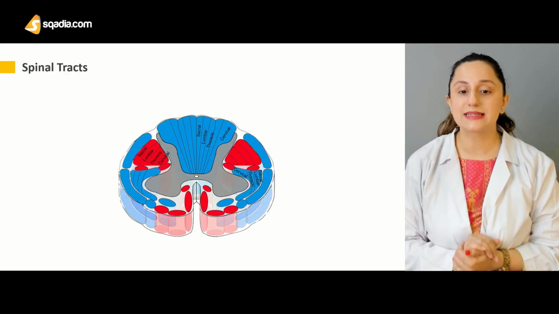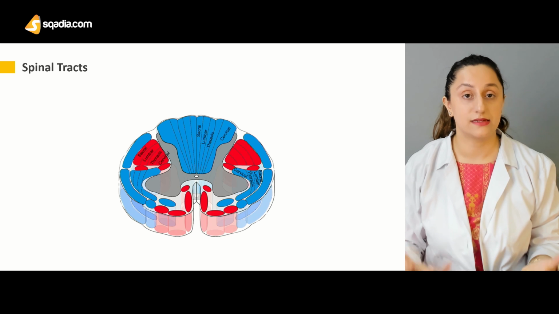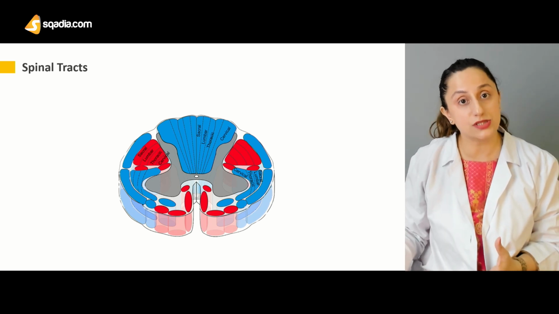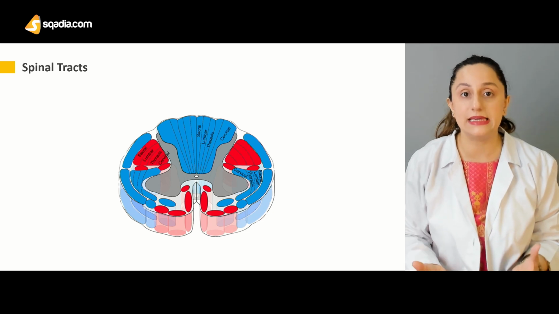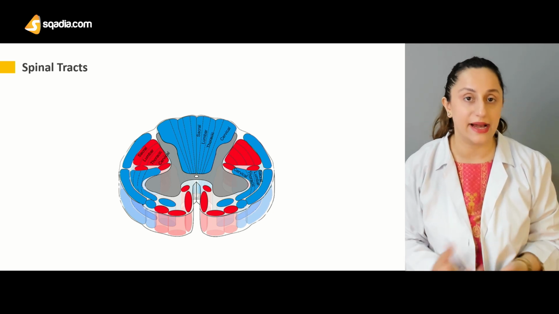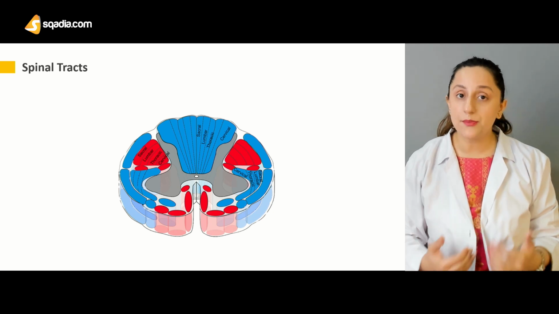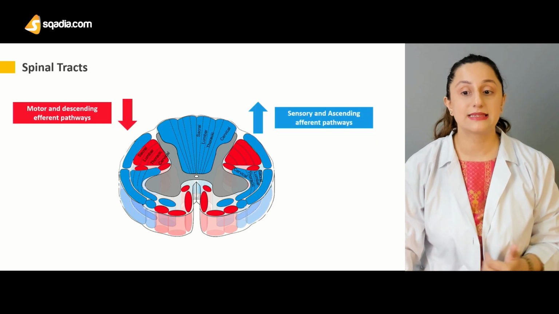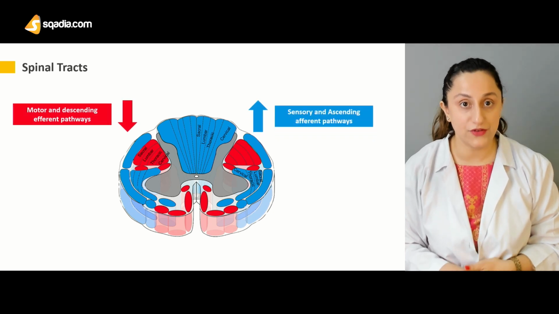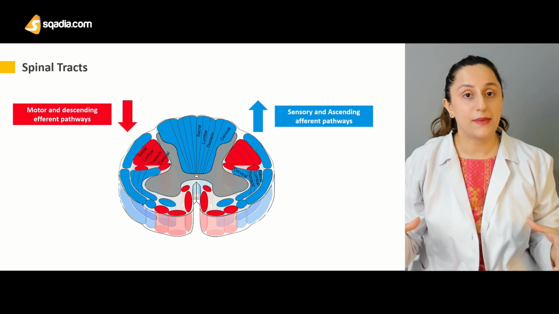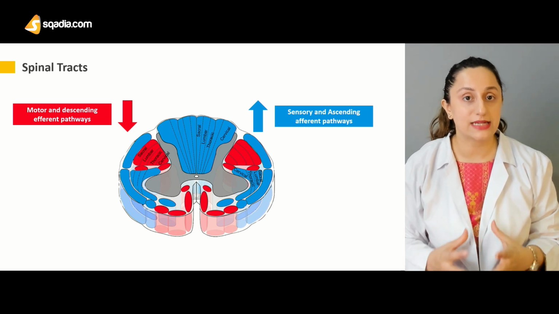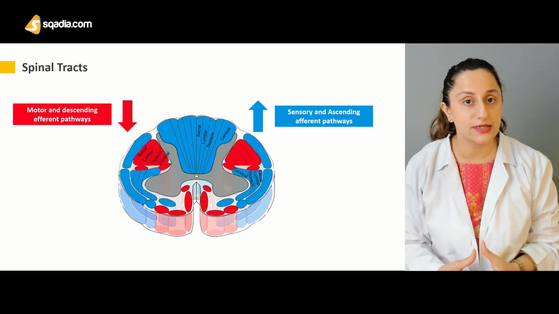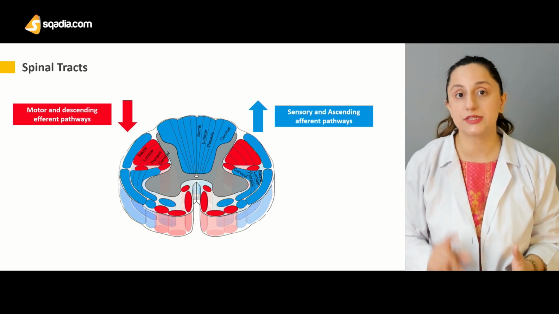So the spinal tracts mainly can be divided upon the function that they're performing, either carrying the sensations or they're sending back the messages or commands from the higher centers of the brain. So depending upon the function that they perform, they can be divided into the sensory and the ascending afferent pathways. The pathways or the communications or the tracts that are taking the sensations from the peripheral organs towards the brain are called the afferent pathways.